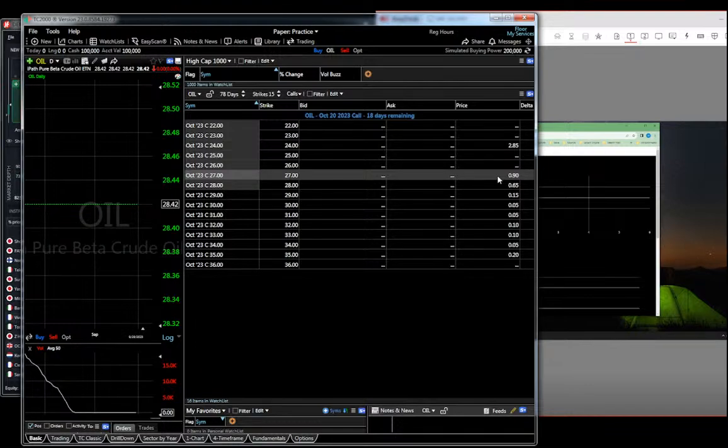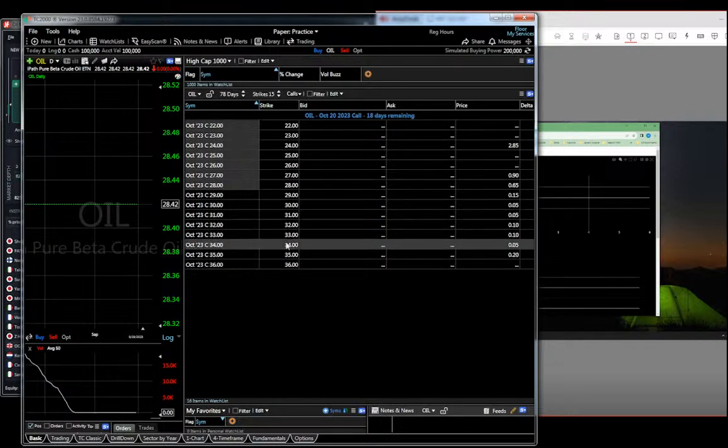Can I get options on that? I know this is an oil ETF. I know it doesn't match up to the price of oil itself. I forget exactly what it's doing, but you can see here it's at 28.42. But I want to be able to show you the options too. So let's see if we can put the options up there. How do we get that?